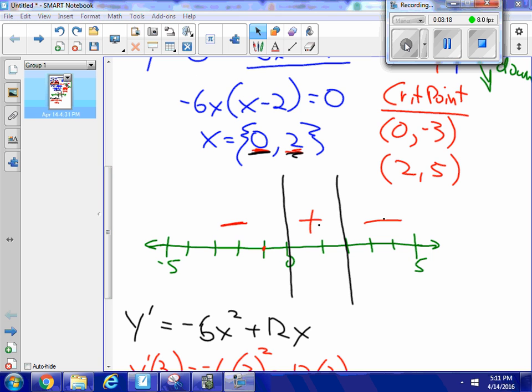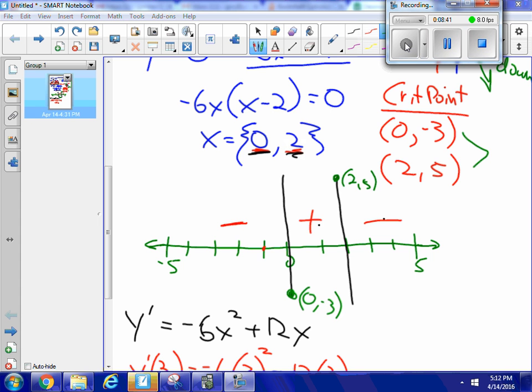So let's just, again, in an estimated sort of way, place our critical points right here on the graph. So I have a point at 0, negative 3. Let's just call it right there. 0, comma, negative 3. I don't have to be precise here. And the point 2, 5. So here's 2, and up here is 5. Here's the point 2, 5.